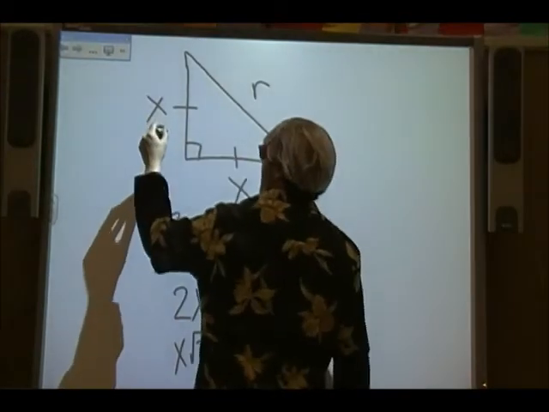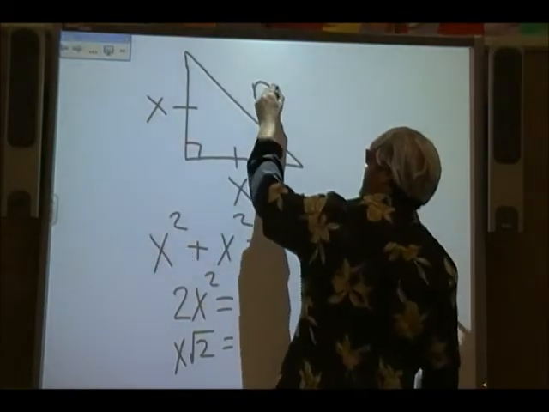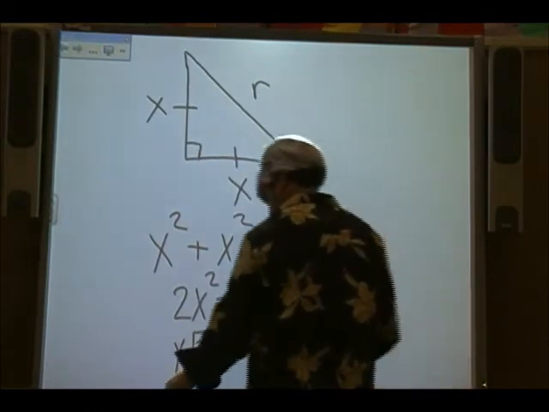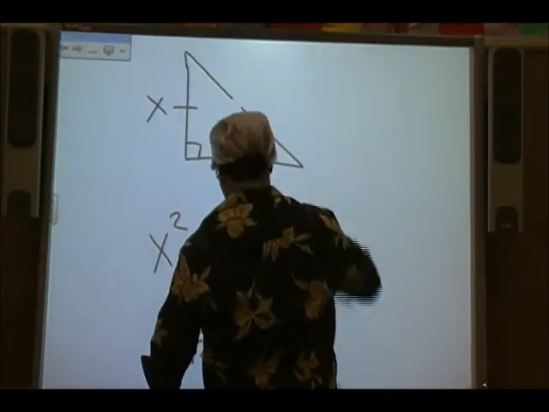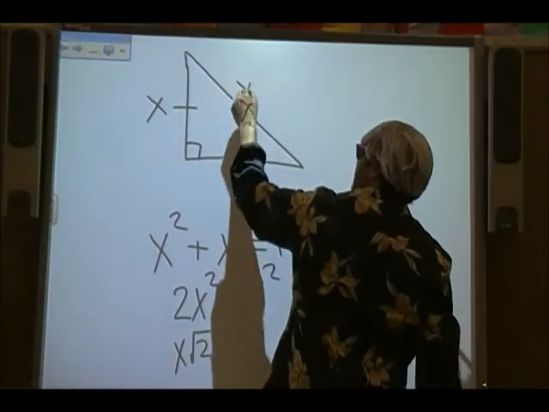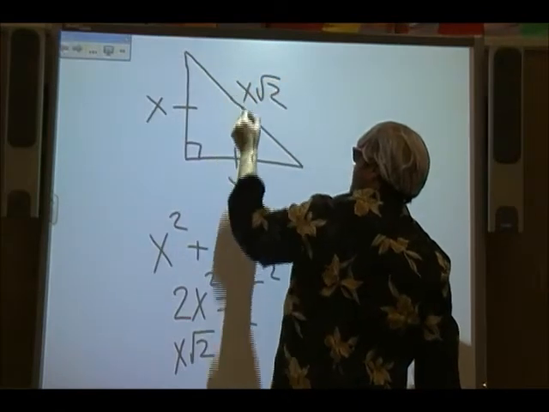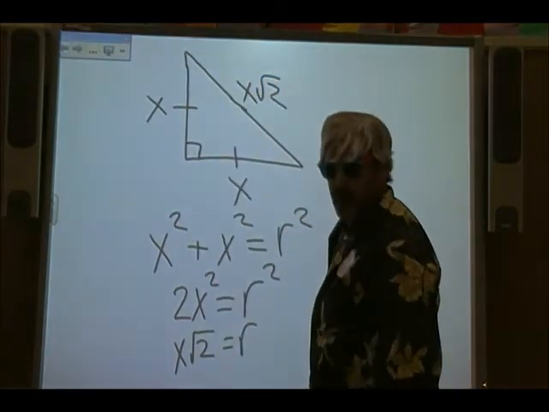So now, what do I have? I have this is going to be now X radical 2.